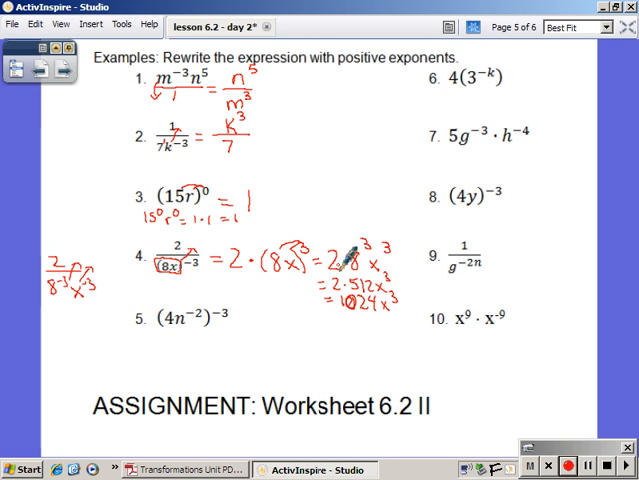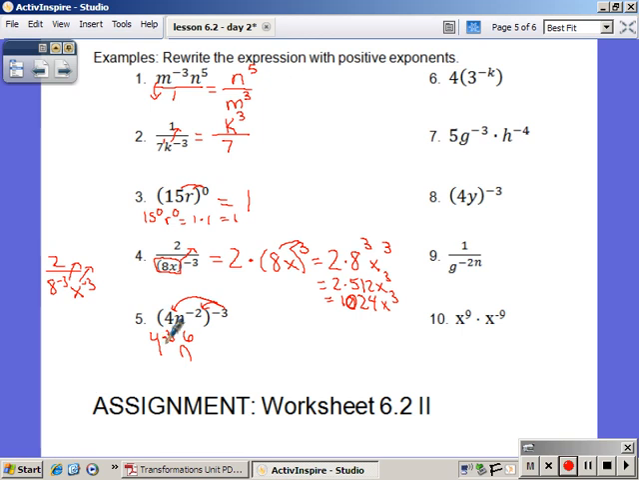Number 5. First thing I'm going to look at is that I have this negative on the outside. I'm going to decide to distribute. So this negative 3 needs to go on the 4 and on that n to the negative 2. So I would have 4 to the negative third, n, power of a power, multiply those. Negative 2 times negative 3 is 6.